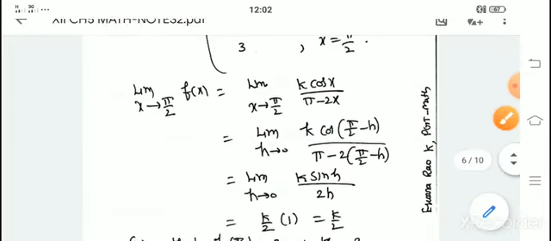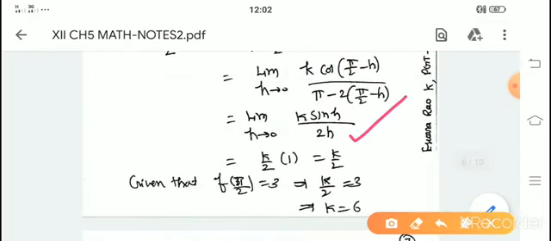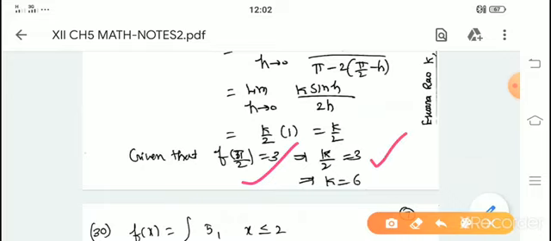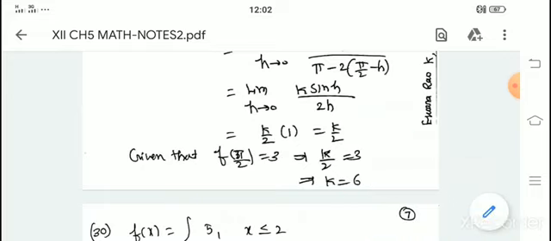After simplification we get k sin h by 2h. We take out k by 2, and sin h by h is 1, a standard limit, so the answer is k by 2. But they have given in the question that f of pi by 2 is 3, so k by 2 is equal to 3, therefore k is equal to 6 is the answer.